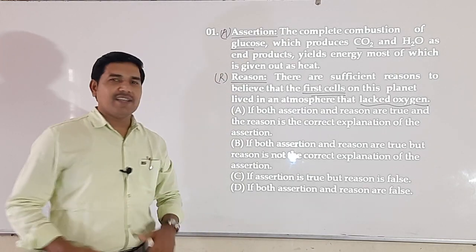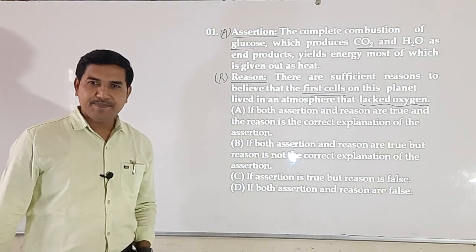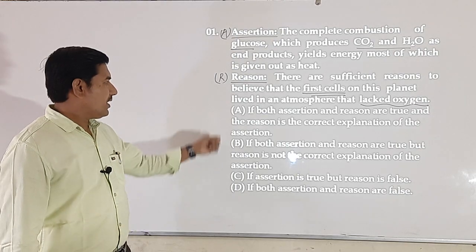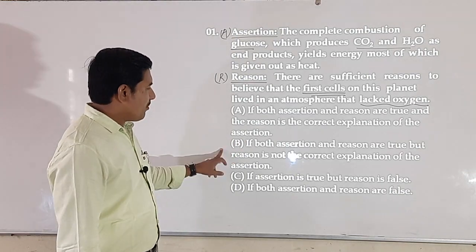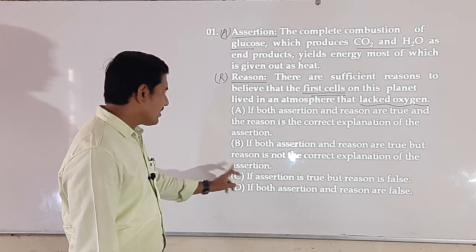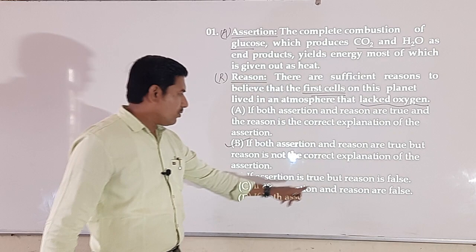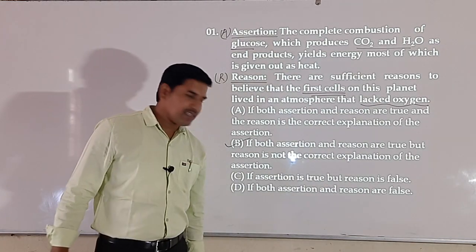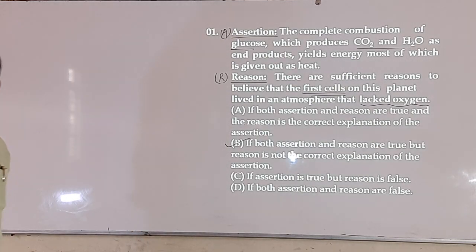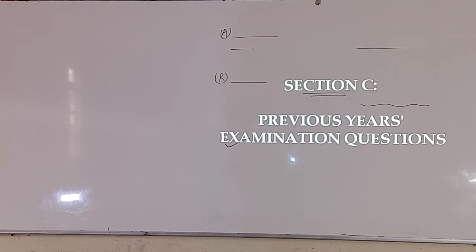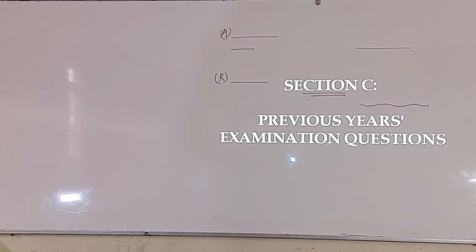Both statements are correct, but R does not explain A. ಹಾಗಿದ್ರೆ ಯಾವ ಆಪ್ಷನ್ ಕರೆಕ್ಟ್ ಆಗ್ತದ ಅನ್ನುವಂಥದ್ದು. Both assertion and reason are true, the reason is the correct explanation? No. B, if both assertion and reason are true but reason is not the correct explanation for the assertion. Right? If assertion is true, reason is false? No. If both assertion and reason are false? No. So option B is right. Okay. The next one. So we'll move on to the next section C.